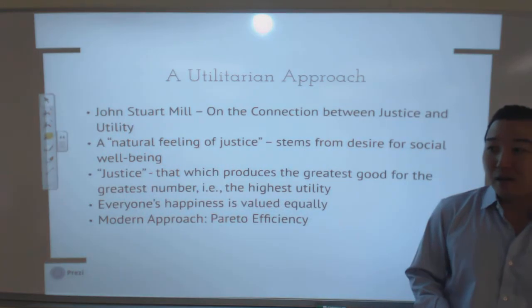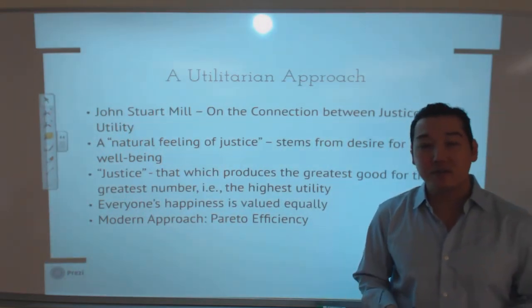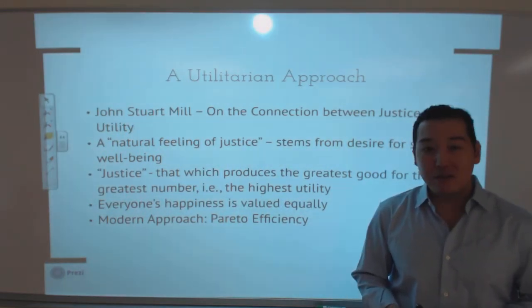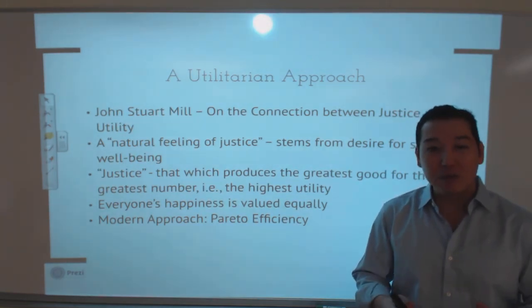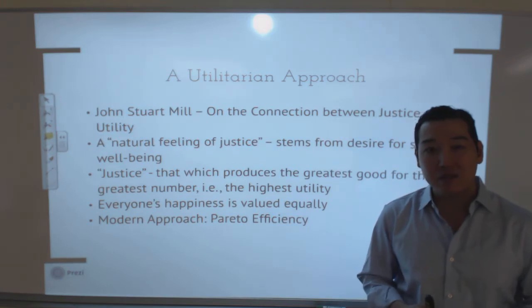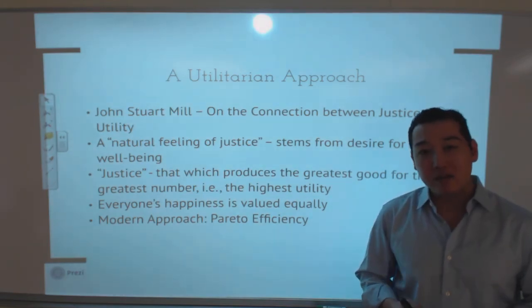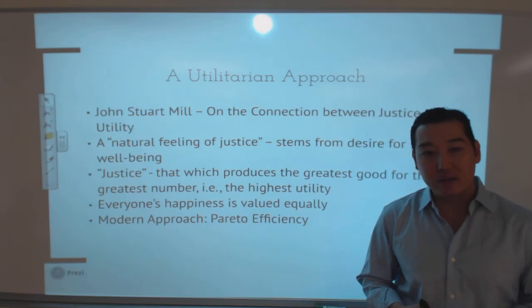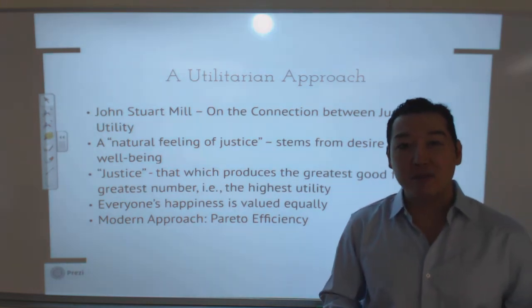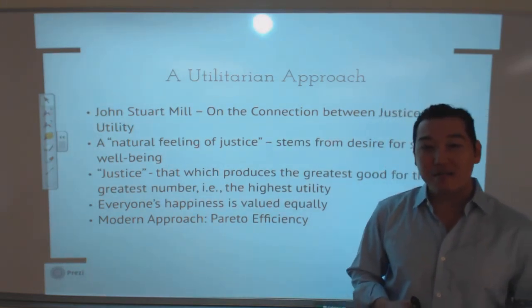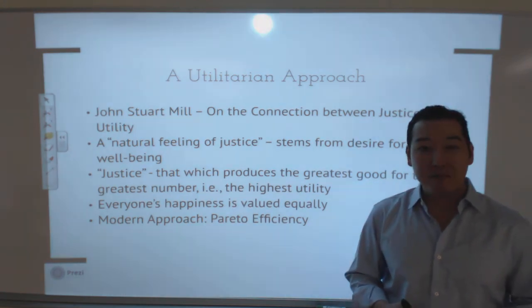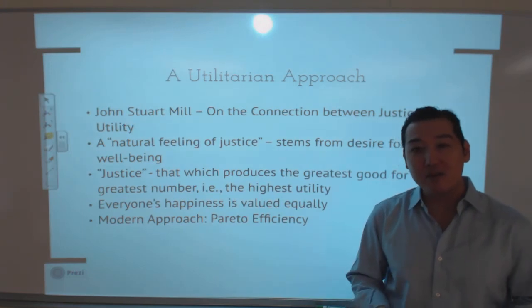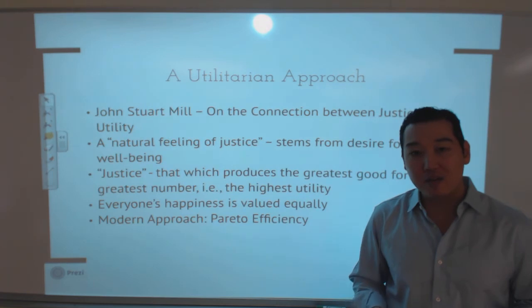And then finally, we have the utilitarian approach to defining social justice. This comes from John Stuart Mill. And so this is a precursor to modern notions of social justice and what's an equitable or efficient allocation of resources. And I want to direct your attention to the modern approach to defining social justice, and that's in terms of Pareto efficiency. We have a just allocation of resources when we have Pareto efficiency. And by Pareto efficiency, Pareto is just the name of a social scientist who came up with this idea of efficient allocations.